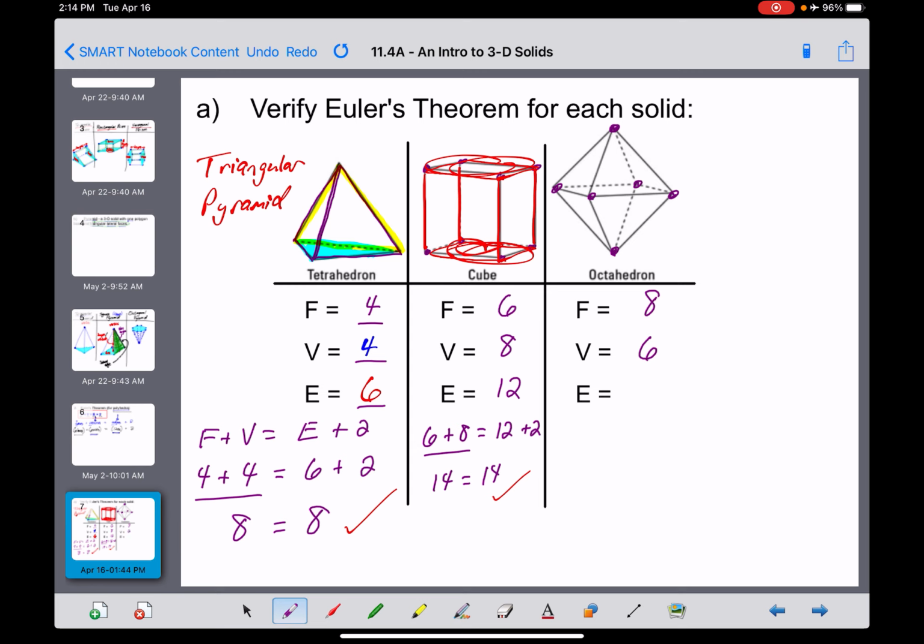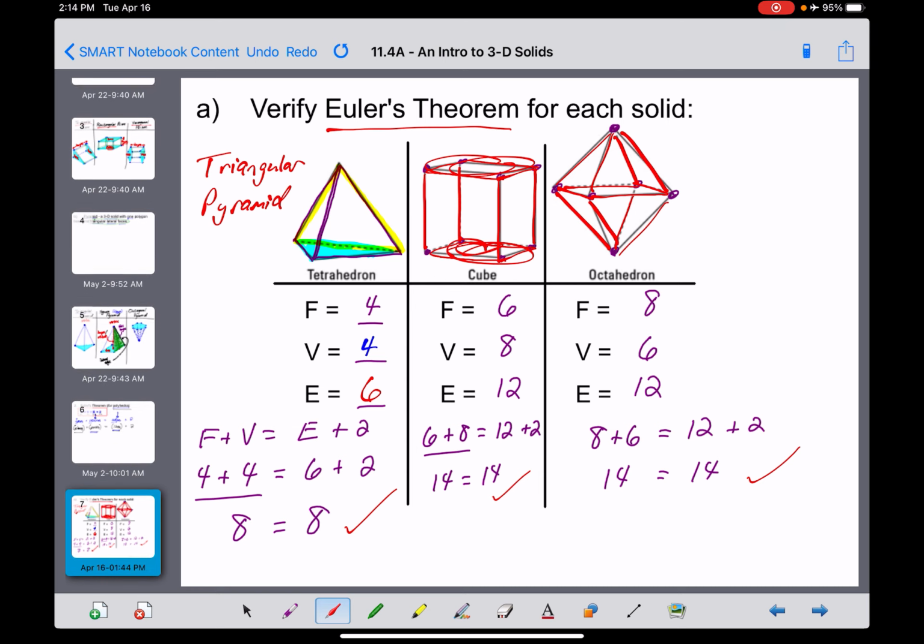As far as edges go, there's a square in the middle that has 1, 2, 3, 4 edges. Then running up to the top, 1, 2, 3, 4. So another 4 on top and another 4 on bottom. So 4, 4, and 4 makes 12 edges there. And sure enough, 8 plus 6 should equal 12 plus 2, 14 equals 14. So doing 3 examples isn't a proof, but it kind of looks like Euler's theorem works, at least for these 3 things that we've talked about.